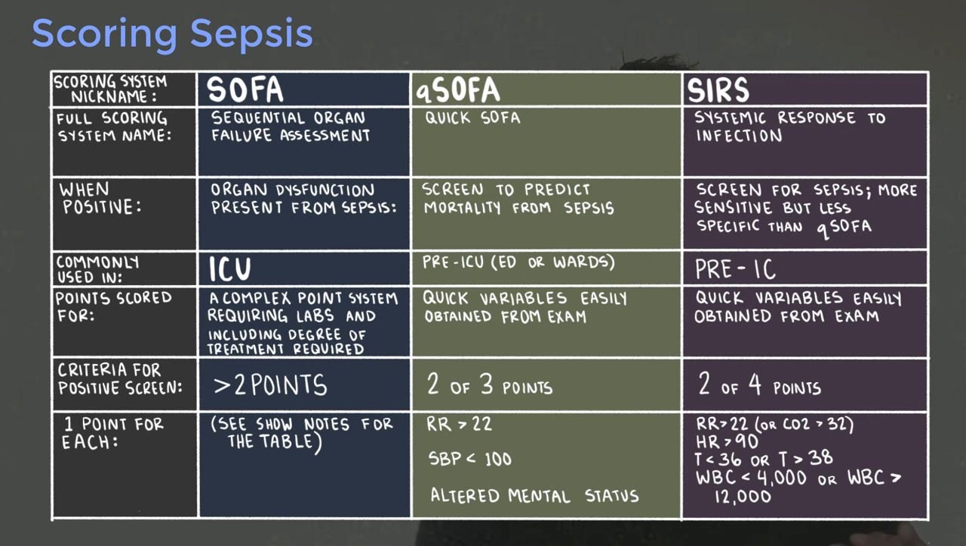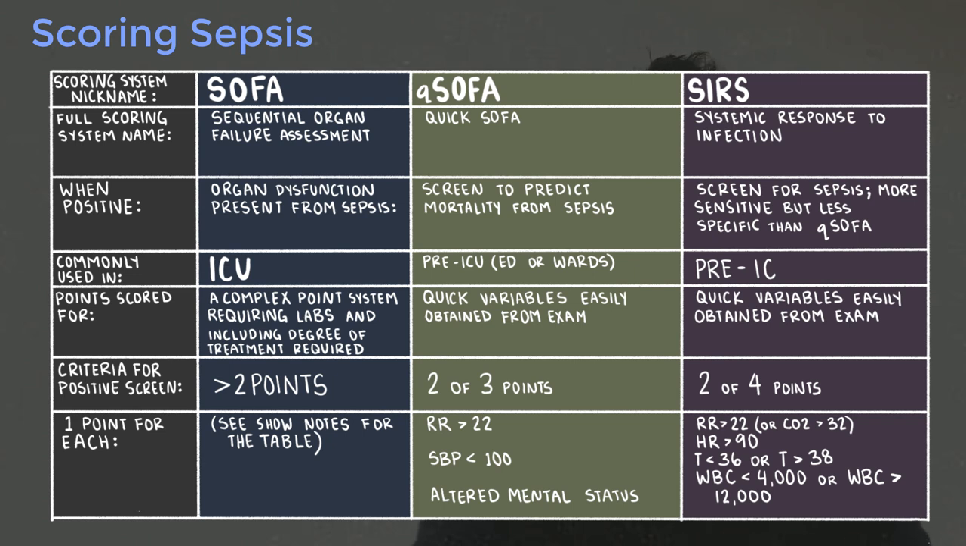It has three components: systolic blood pressure less than 100, respiratory rate greater than 22, and altered mental status from baseline. So if you have two out of these three, then you're positive for QSOFA, and you have to consider a diagnosis of sepsis and treat accordingly. You also should consider transferring this patient to the ICU for closer monitoring and closer management.